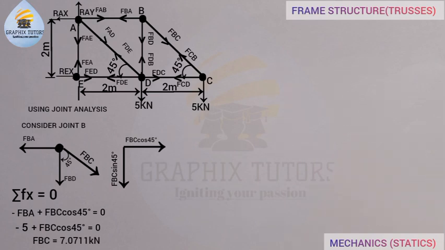And my FBC will be equal to 7.0711 kilonewton. And it's positive, so it's conforming with the direction that we have here, and that is going outward. That is a tie, or we'll say a tension.